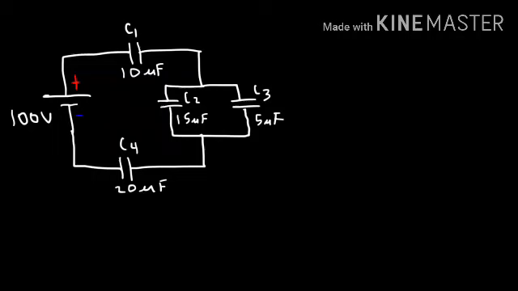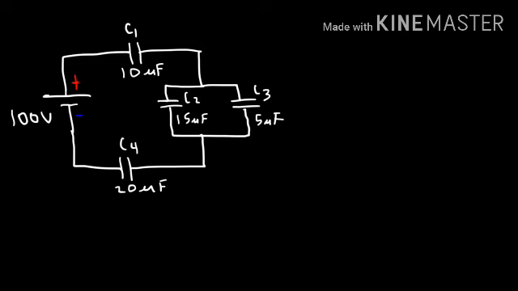So in this video, we're going to talk about how to calculate the charge and the voltage across a capacitor if we have capacitors in series and parallel combinations. So let's start with this problem. What's the first thing we need to do in order to calculate the charge on every capacitor? Now the first thing we need to do is calculate the equivalent capacitance of the entire circuit.